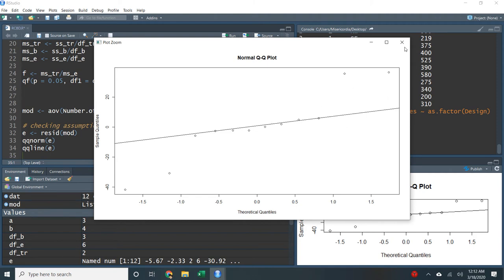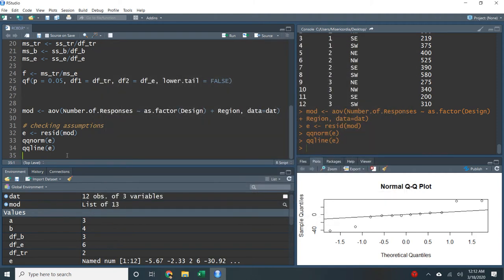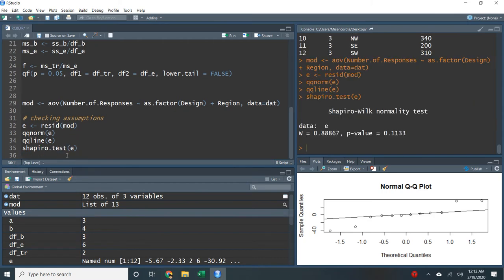I'm not particularly impressed. What we can do is we can follow up with a Shapiro-Wilk test just to see. Shapiro test of E. This indicates the p-value is greater than 0.05, so this indicates no violation. Honestly, given the test, or given the image, I tend to believe the image, not the test. In this particular case, because there's so few data points, the test isn't particularly reliable. We're going to go on and move forward here, but this is something to be aware of.